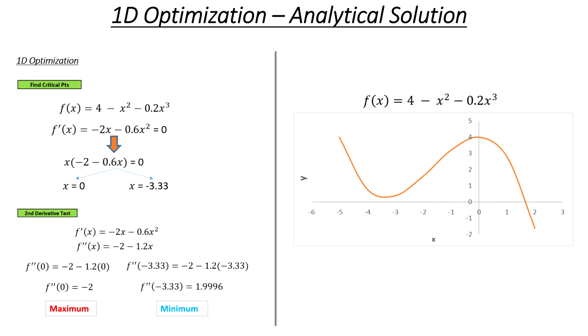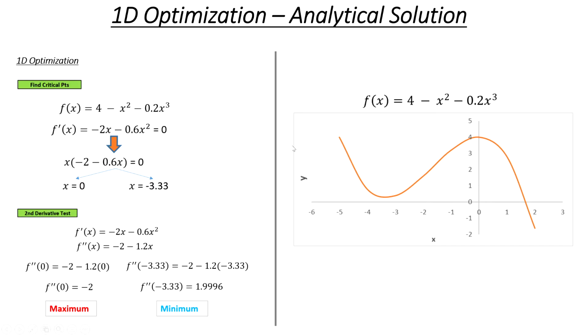So let's begin. Now, if you remember, optimization is finding minimums and maximums, and whether a minimum or a maximum is an optimum depends on the function that you're dealing with. If you're dealing with a profit, the optimum would be a maximum. If you're dealing with an error, an optimum would be a minimum.